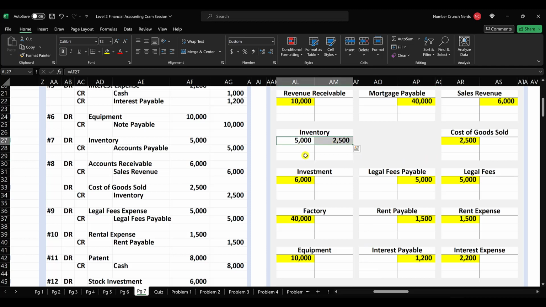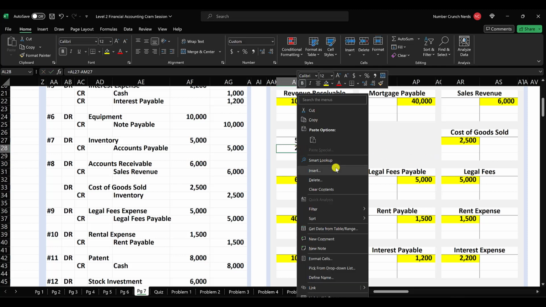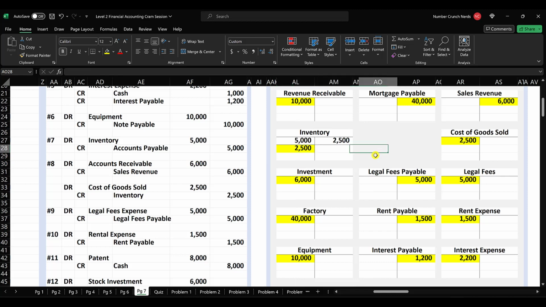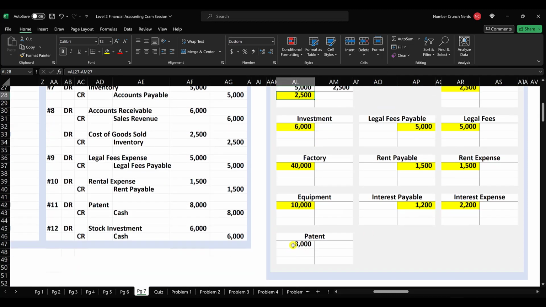This one, there's only one number on each side, so I'm going to take the larger number, 5,000. I'm going to subtract off the smaller number, and the inventory account has a debit balance at the end of the period of $2,500. Oh, and we got this one right here with the patent.